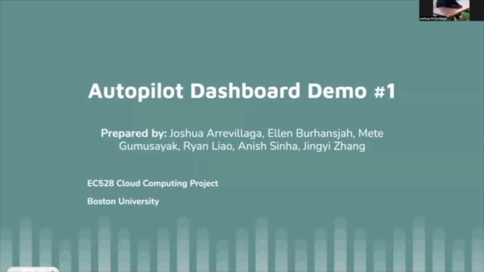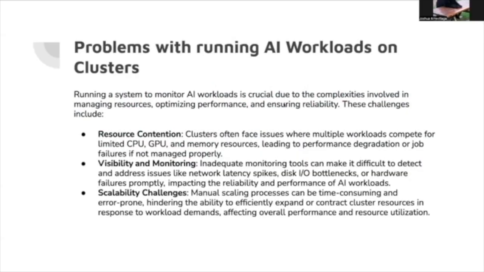For our EC528 cloud computing project, we were assigned IBM's open source Autopilot dashboard. There are many problems when running AI workloads on clusters. Running a system to monitor AI workloads is crucial due to the complexities involved with managing resources, optimizing performance, and ensuring reliability. These challenges include resource contention. Clusters often face issues where multiple workloads compete for limited CPU, GPU, and memory resources. This can lead to performance degradation or job failures if not managed properly.